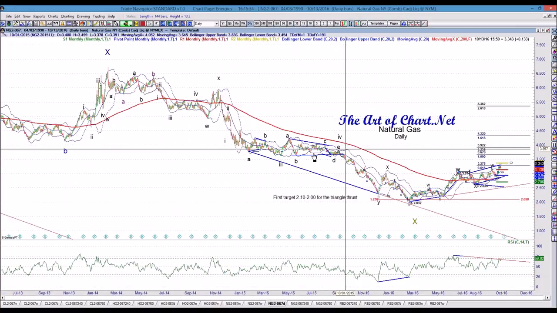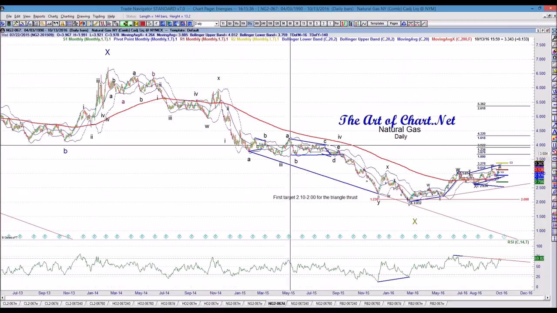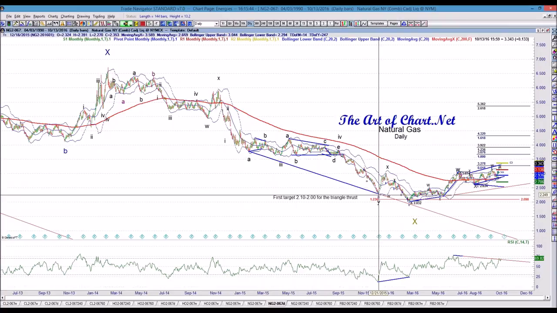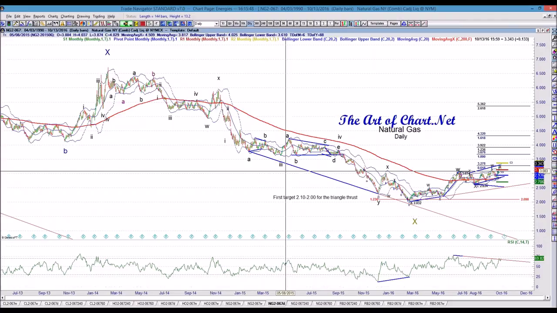Okay, so here is the triangle on natural gas. The A, B, C, D, E, we called this, and it was a beautiful thrust. Now look at the size of that triangle. Is there any way you're going to predict that length of thrust from that type of triangle? No way. You just can't possibly predict that. So a triangle thrust is actually unpredictable.